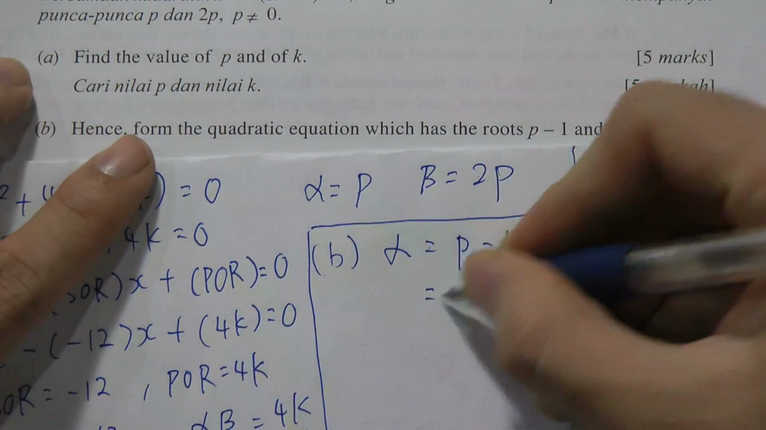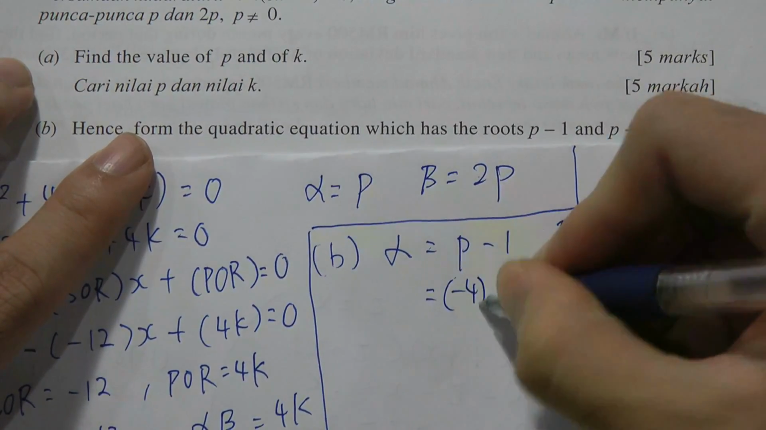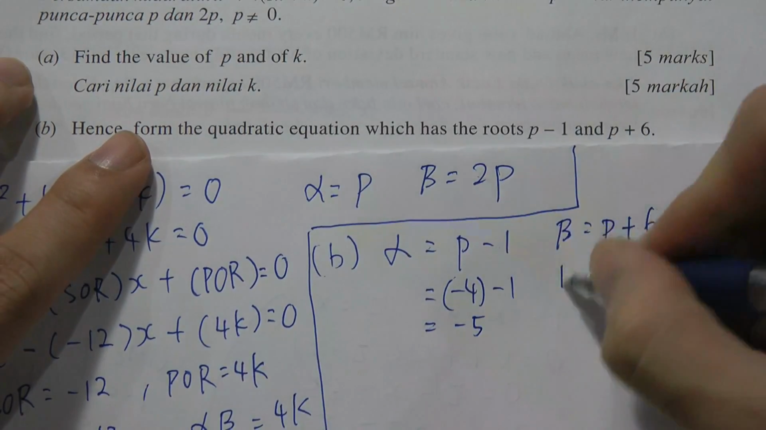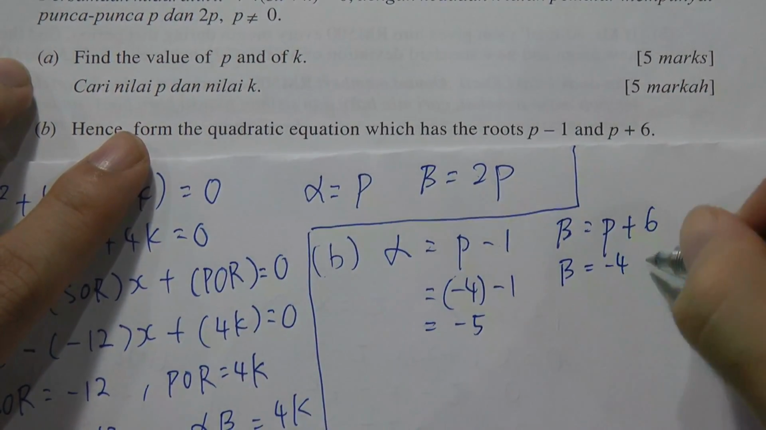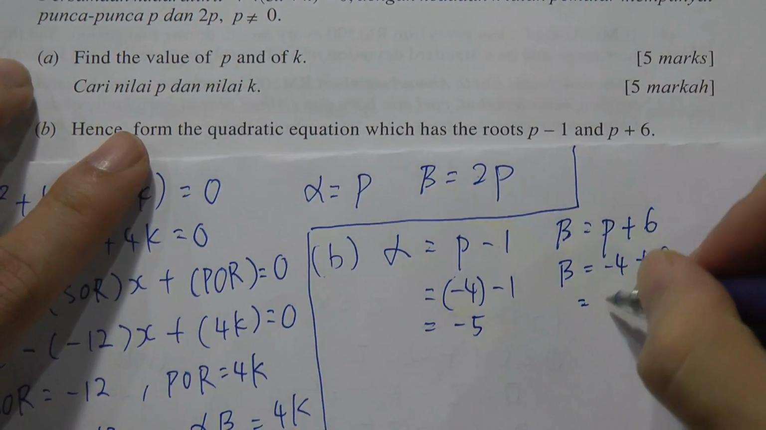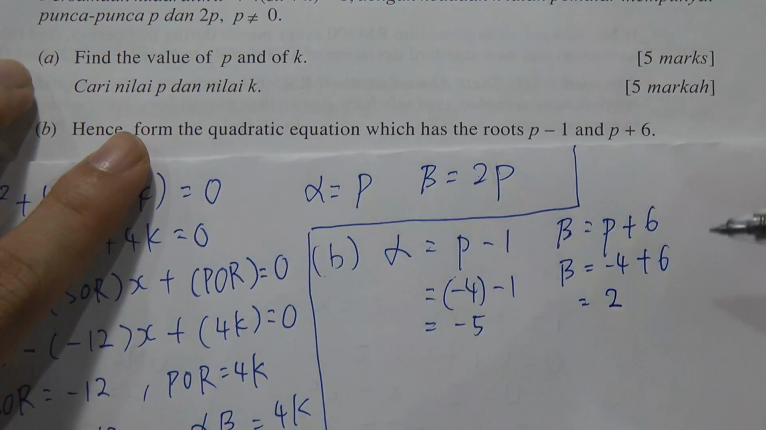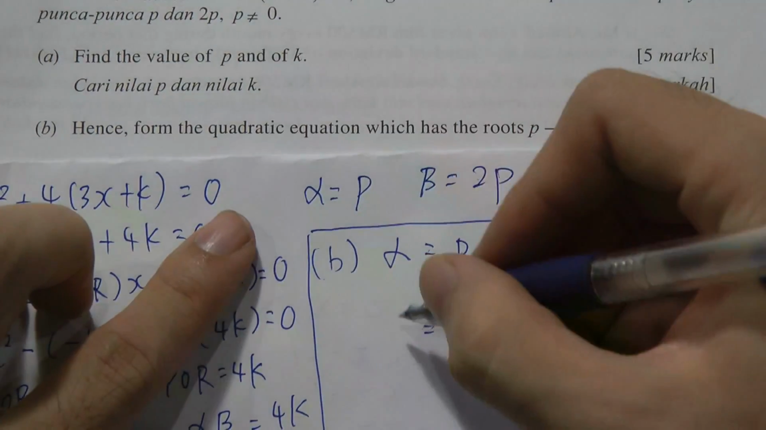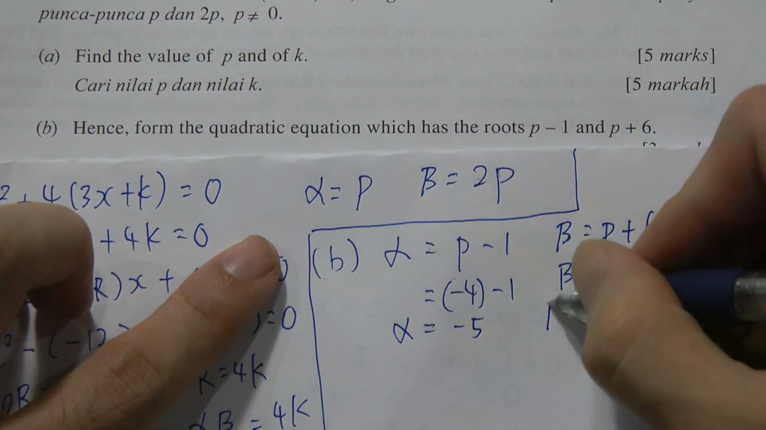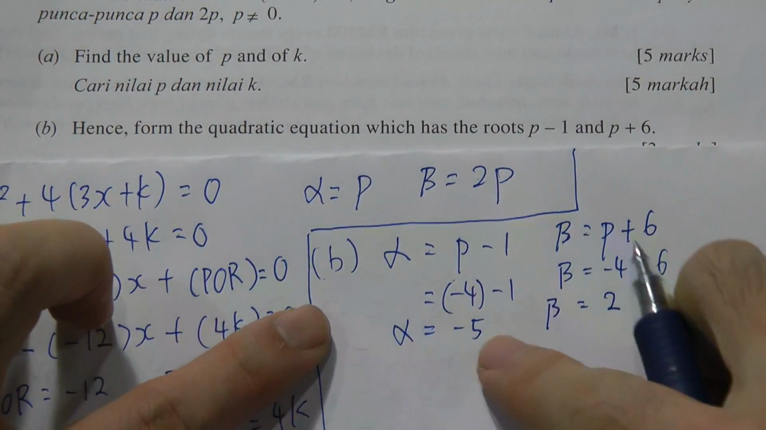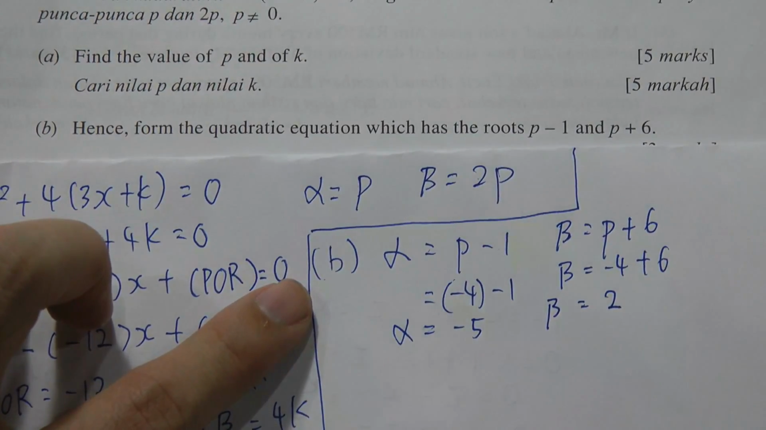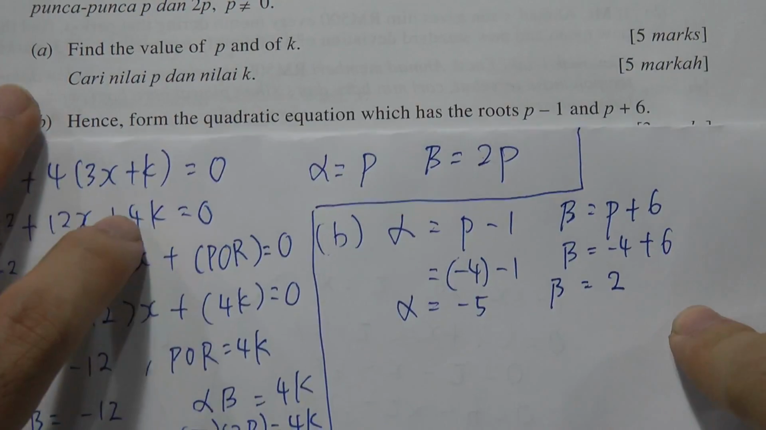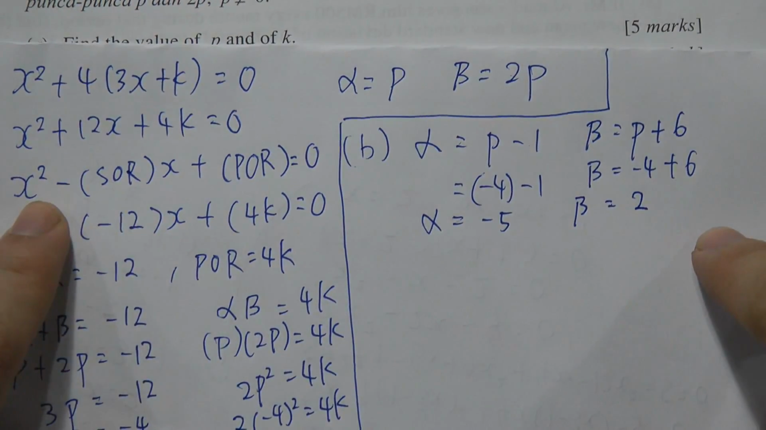So alpha will equal to -4 minus 1. So I got -5, and beta will equal to -4 plus 6. So I got 2. Okay, now alpha will equal to -5, beta will equal to 2, or beta will equal to -5, alpha will equal to 2. Okay, it doesn't matter. Then I have to form the equation by using the same formula.